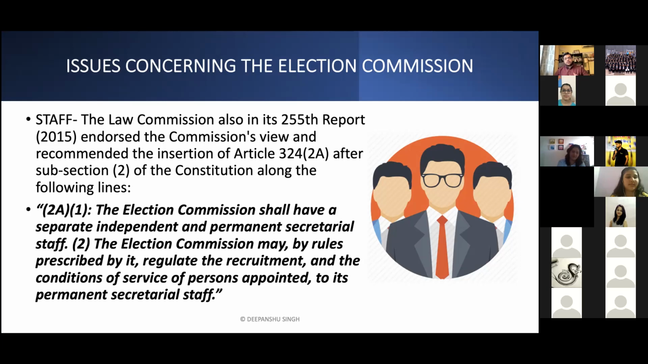At the same time, they should also have independence of their salary, independence of the budget, which is actually missing in India. And therefore, again, in this context, the Law Commission has recommended and endorsed the view that they need a separate secretariat for their effective functioning.